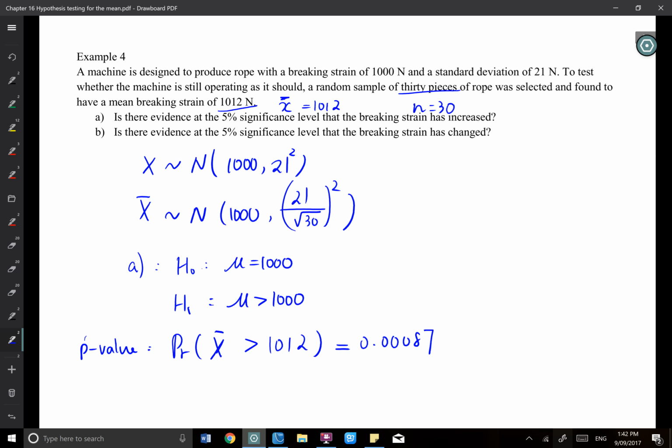Can you reject H0? I didn't say accept H1, I can't accept H1. I can only reject or not reject. So should I reject H0 in this case? Why not? Okay, 5% significance level. Is the p-value greater than that 5% I reject, or less than that 5% I reject?